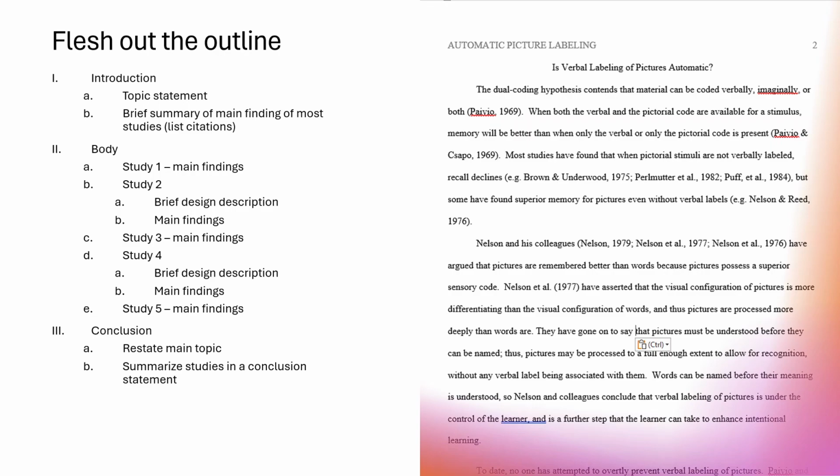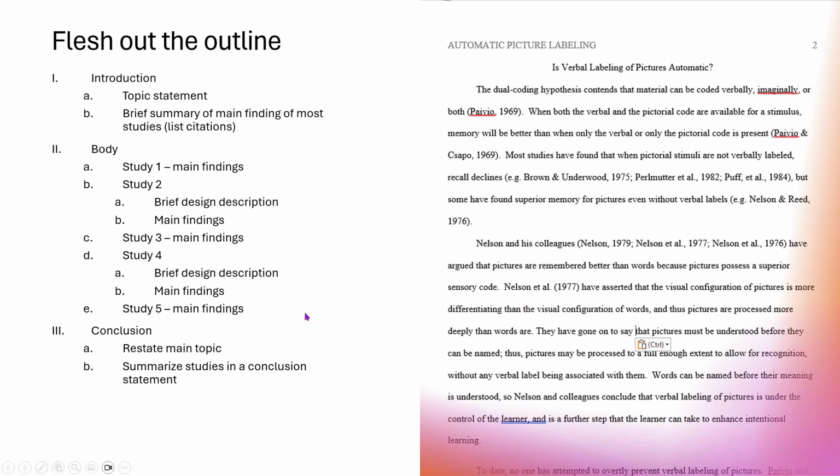So in the first part of the sentence, it says most studies have found that recall declines when you don't verbally label the words. And then the second clause of that sentence says, but some have found superior memory for pictures even without verbal labels. And so you see the one citation that is an example of that kind of finding. So that's the introductory paragraph. It tells you in one sentence what the topic is going to be, and then in two sentences shows you all of the studies that we're going to be talking about in this whole paper. And then we go to paragraph two, where the body begins.